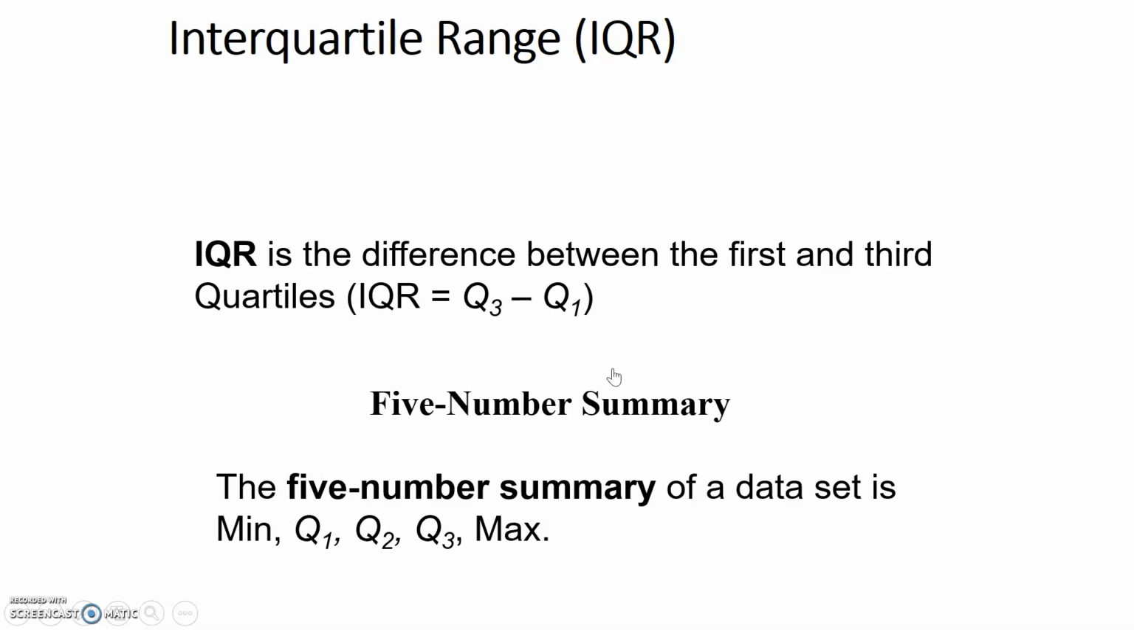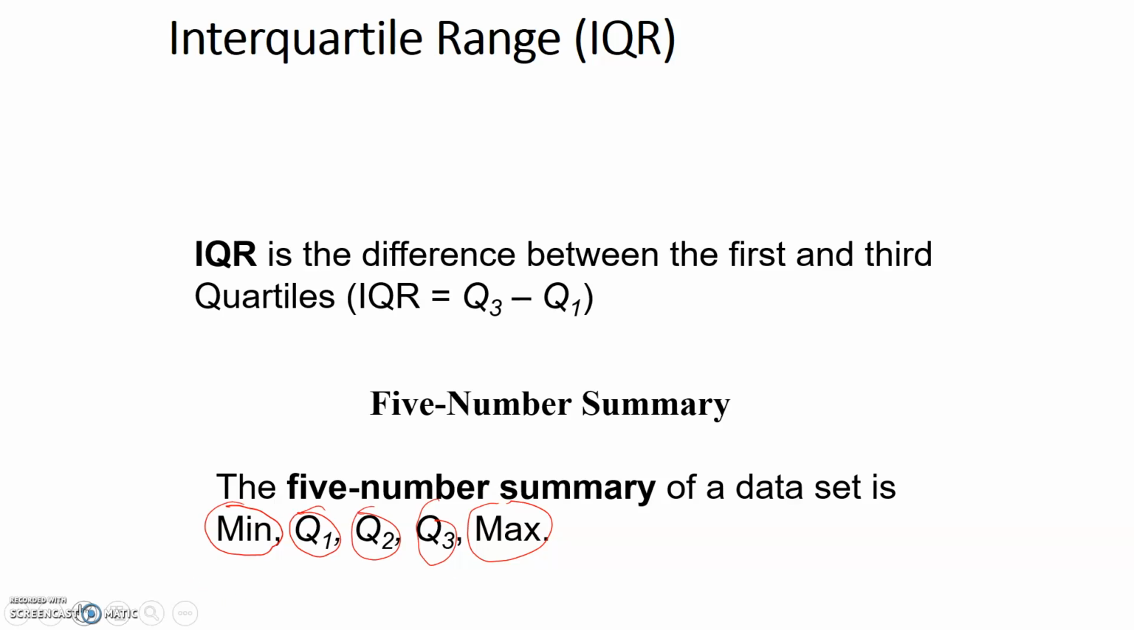So if I ask you to give me the 5-number summary, it means I'm asking you what is the minimum value in the data set, what is the first quartile, what is the second quartile, what is the third quartile, and what is the maximum value. They need to be in this order. You can't change the order, right? Q1 will always come first, then Q2, and then Q3. So you can't change the order. These 5 numbers make the 5-number summary of our data set.